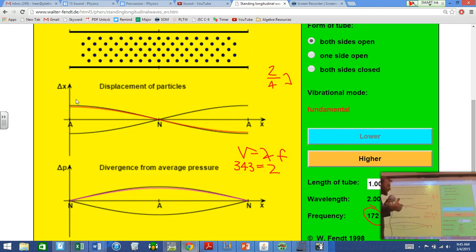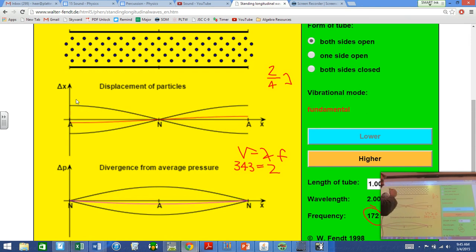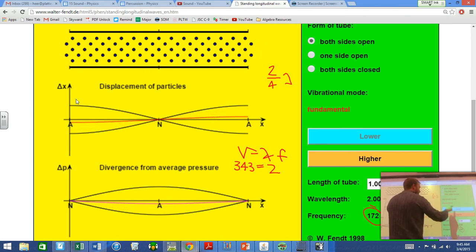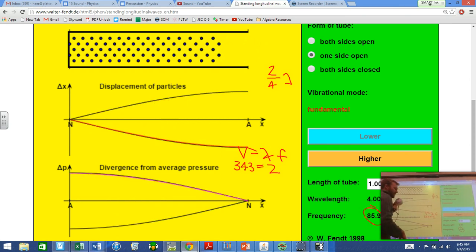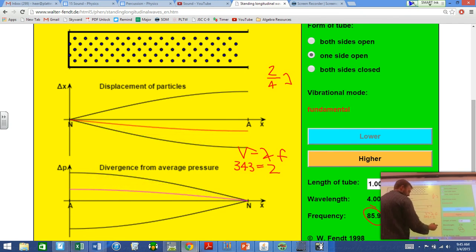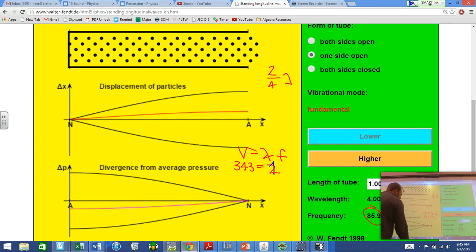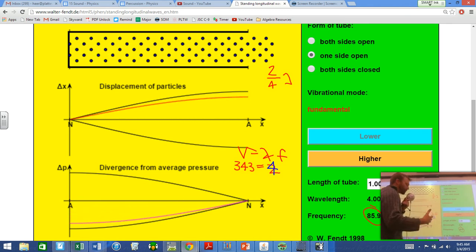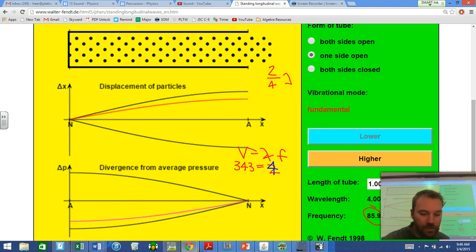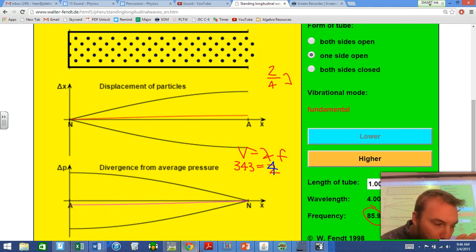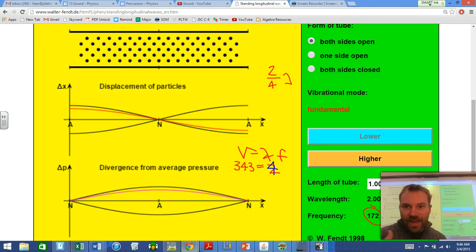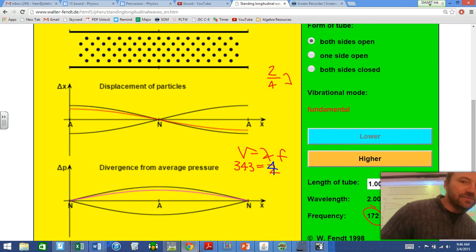Now, I don't know if you were paying attention, but this is double what it was when one side was open. What was it when one side was open? 85.9, exactly half, because in that case, I divided it by 4. This is why you get the octave jump. When you've got a closed tube, it's a lower frequency at the fundamental. When I switch it to an open tube, exactly double the frequency. It's an octave jump.